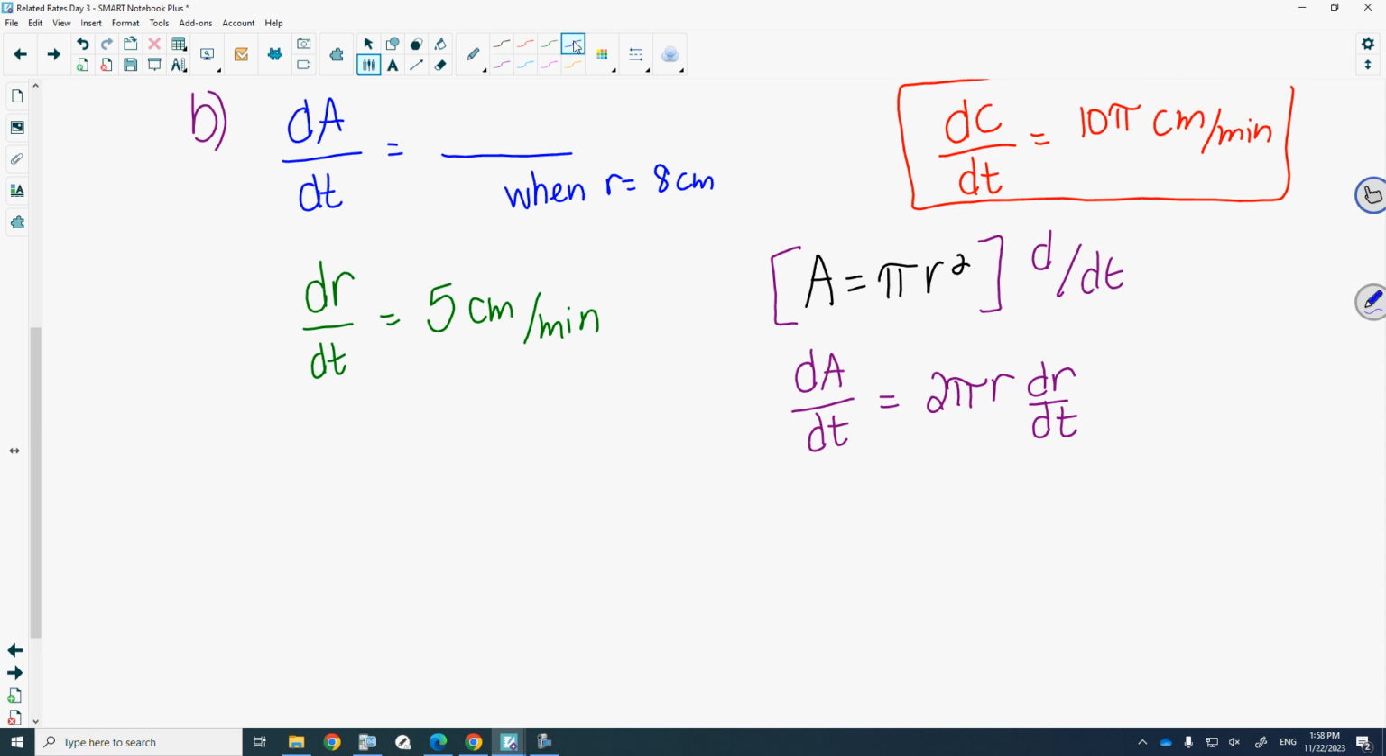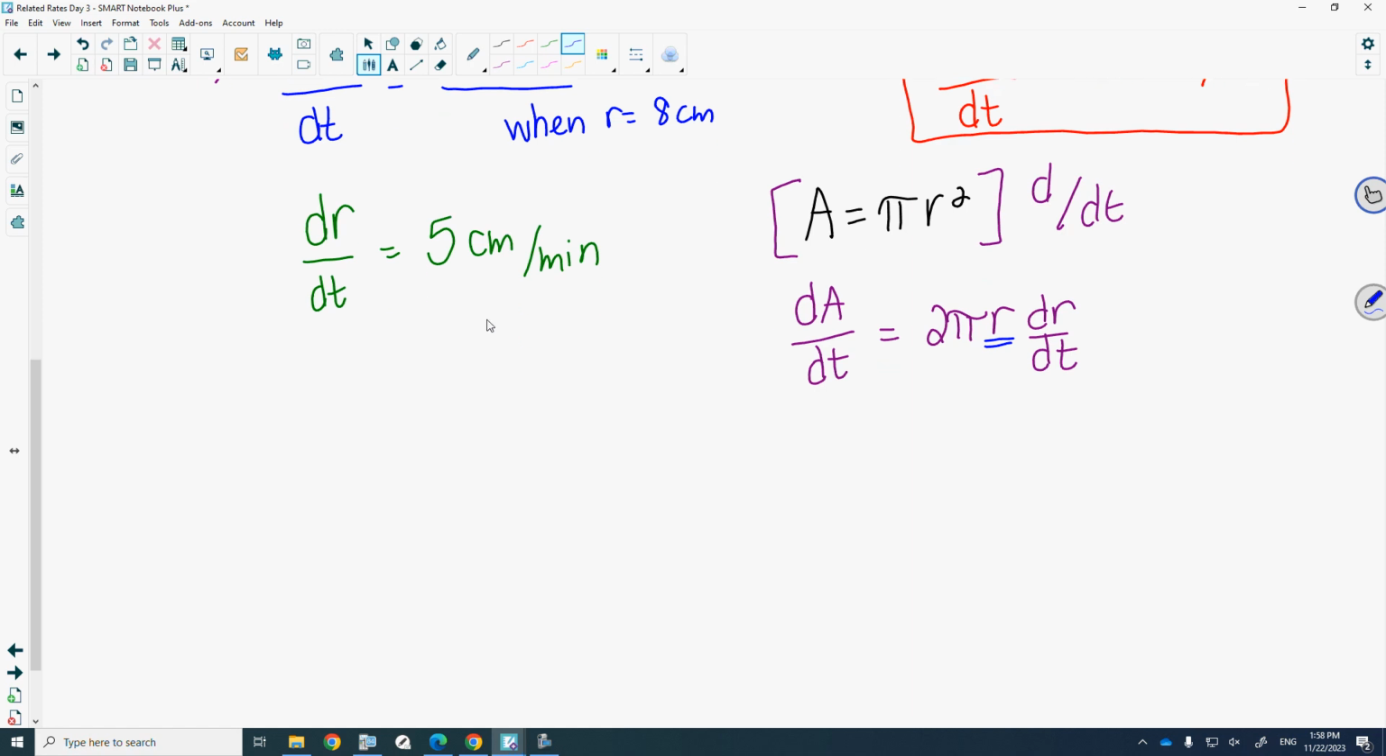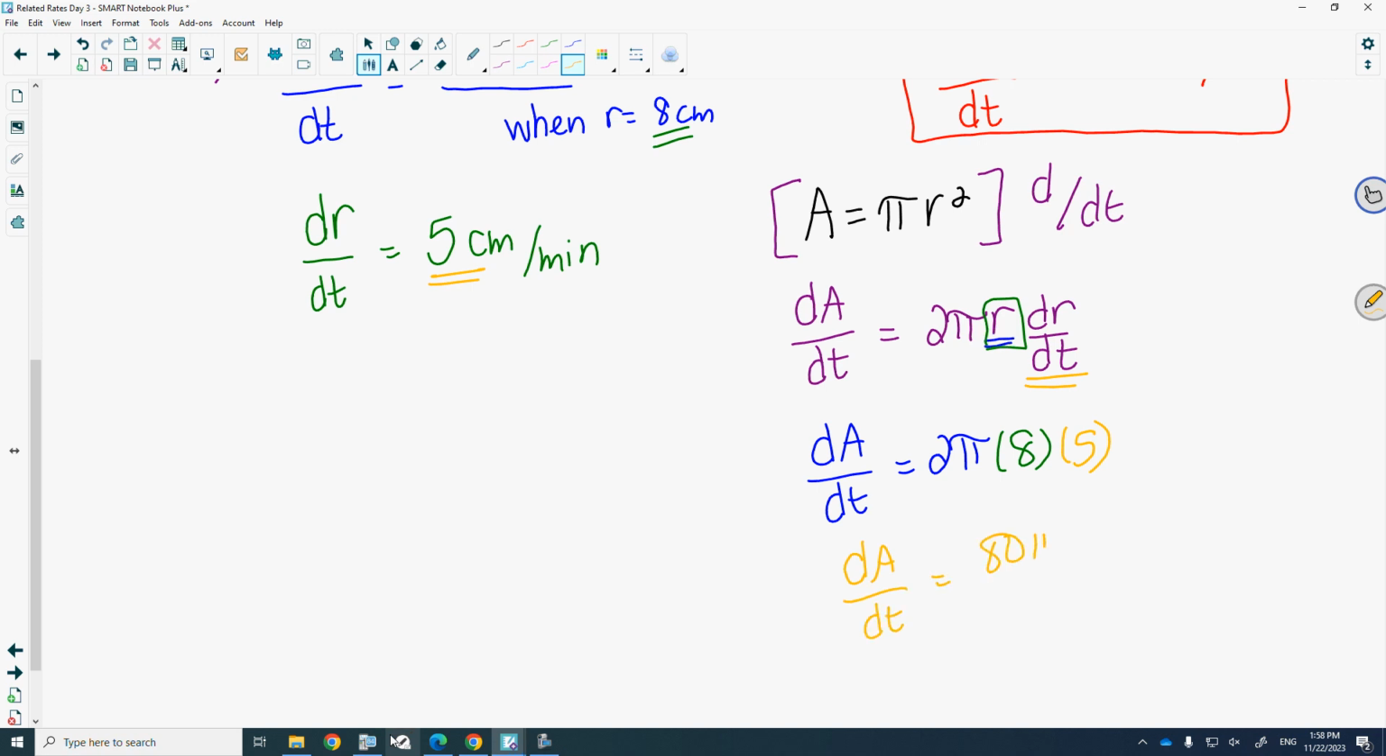They want when the radius is 8, so this is going to change to 8, and dr/dt is 5. So the rate at which the area is changing with respect to time is 2 pi times 8 times 5. 2 times 5 times 8, or 2 times 8 times 5, what are you getting for that? 80. So the rate at which the area is changing with respect to time is 80 pi.